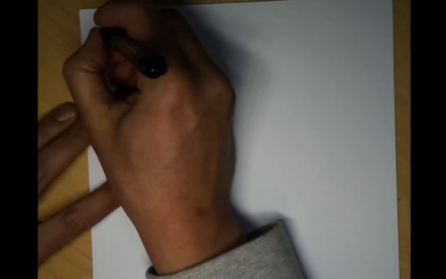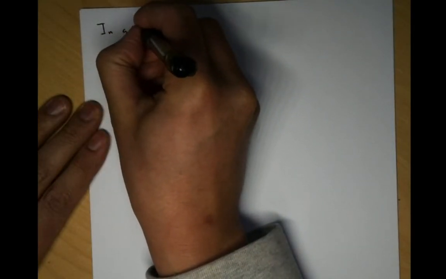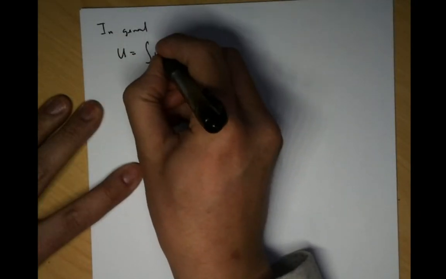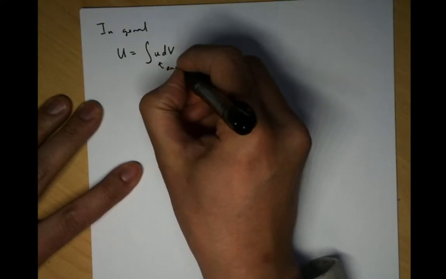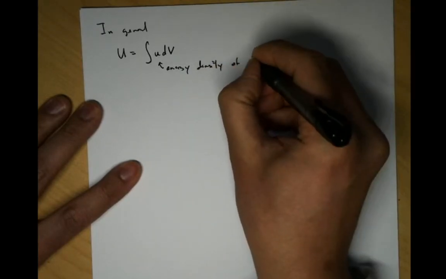So now what you can do, in general, is that U, which is the electrostatic potential energy, is going to be the integral of u dV, where u is the energy density of the electric field.